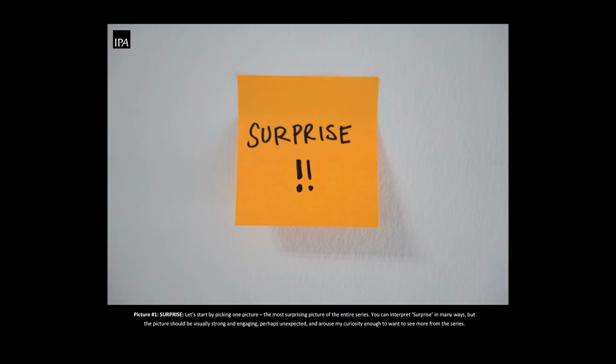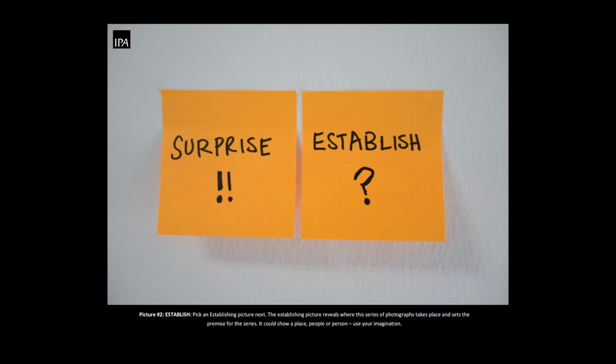So assuming you've picked your first surprise image, let's go through the bunch of images again and pick a second image. We call this the establishing image. The establishing image reveals where this series of photographs takes place, and this image sets the premise for the series. The image could show a place, a people, or a person. You can decide, like you did with the surprise image, how you wish to interpret establish.